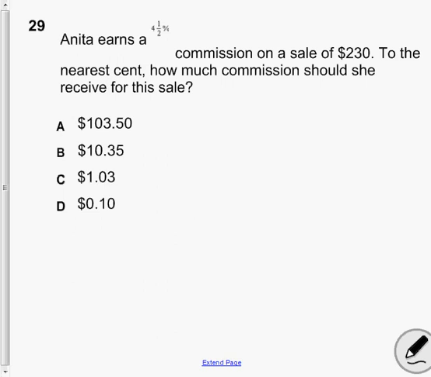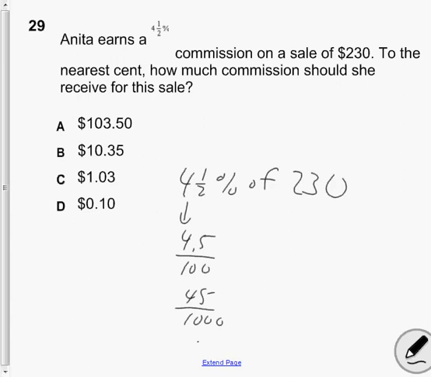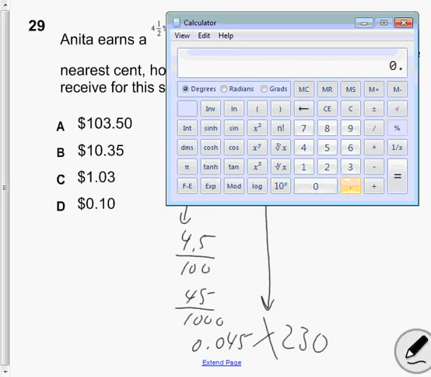Question 29. Anita earns 4.5% commission on a sale of $230, to the nearest cent. How much commission should she have received? So 4.5% of the $230 will be her commission. 4.5% is 4.5 out of 100, or 45 out of 1,000, or 0.045 of 230, which is a simple calculator calculation. So 4.5% is 0.045 of the $230. Her commission, therefore, will be $10.35.